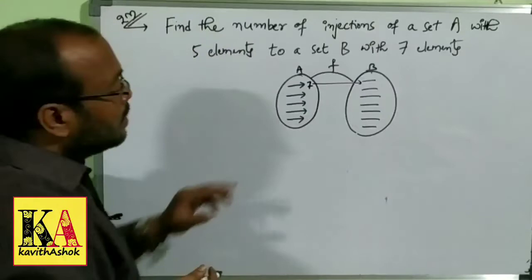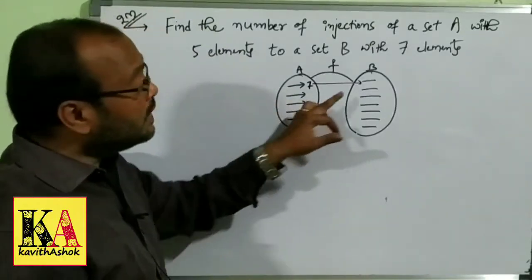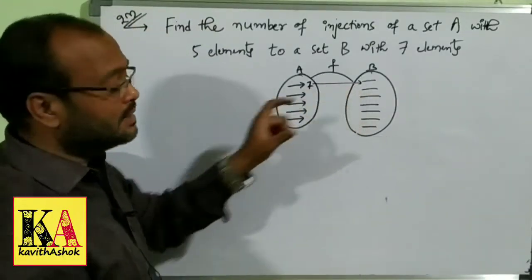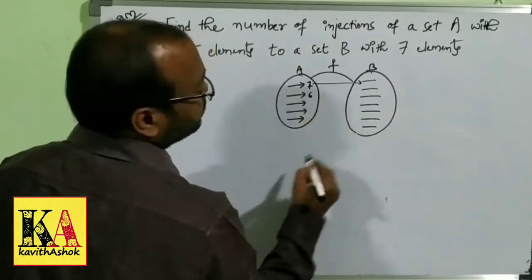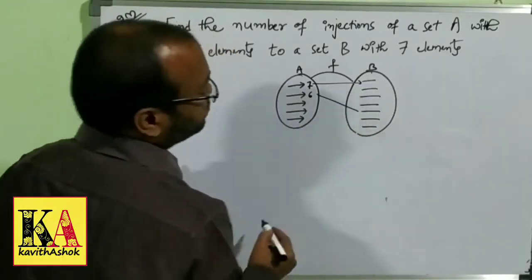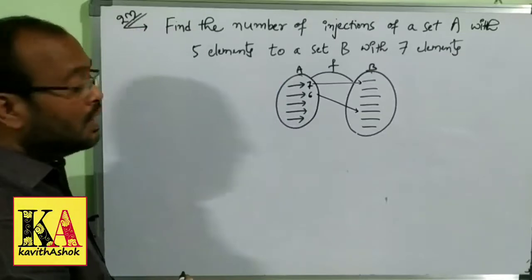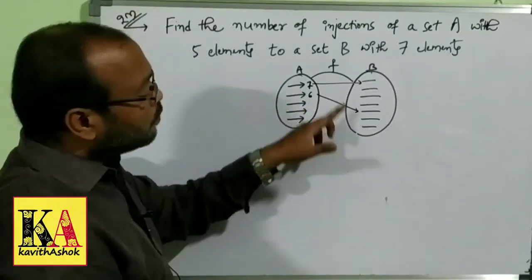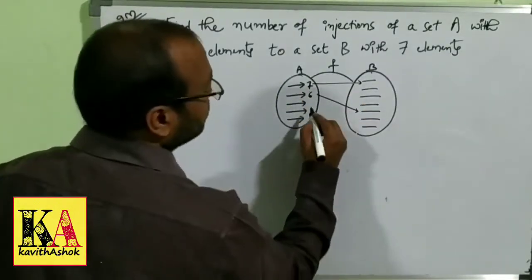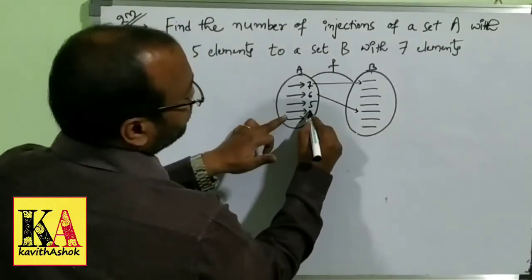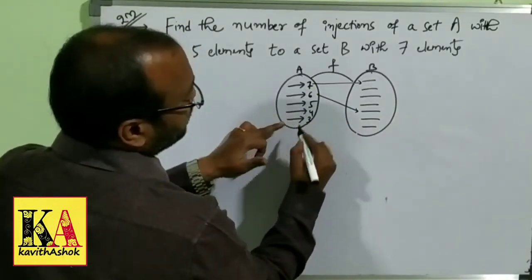For the second one, how many choices are there? Only 6. Why? Because already 1 is related. So 6 choices are there. Now for the third one, only 5 choices, because already 2 are filled. For the fourth one, 4 choices. For the fifth one, 3 choices.